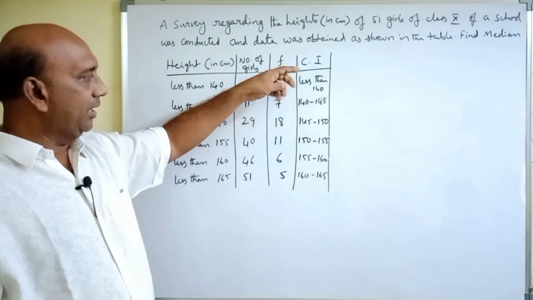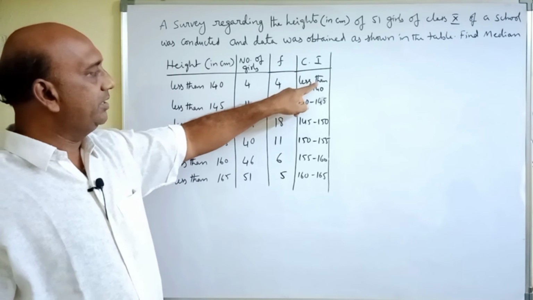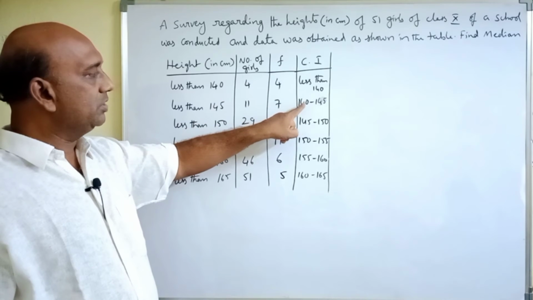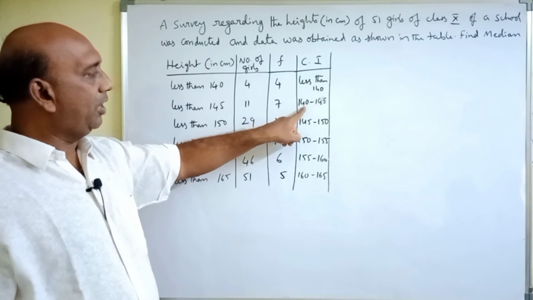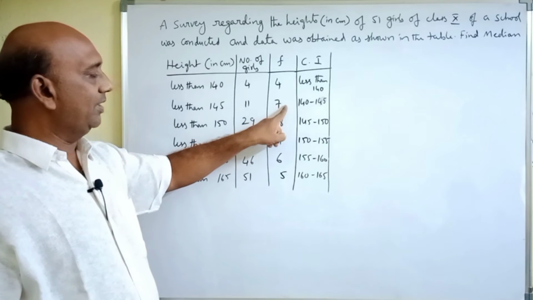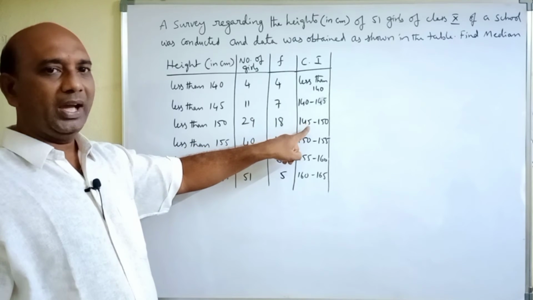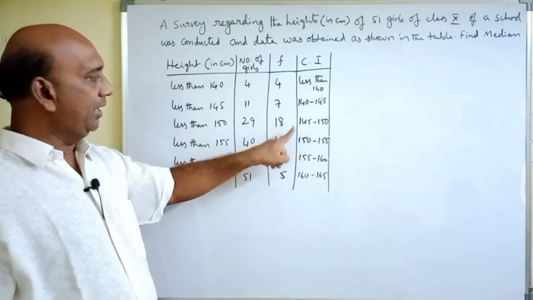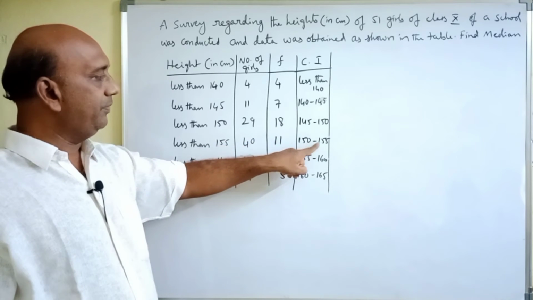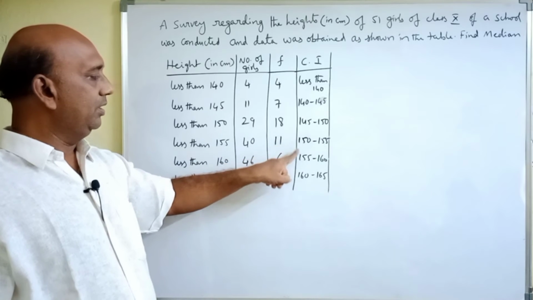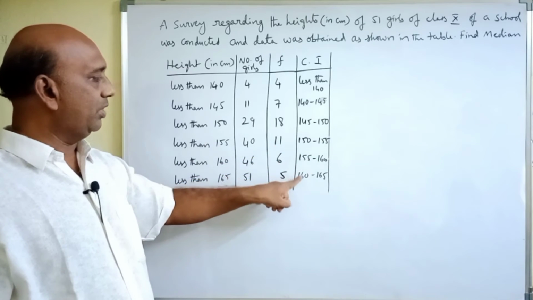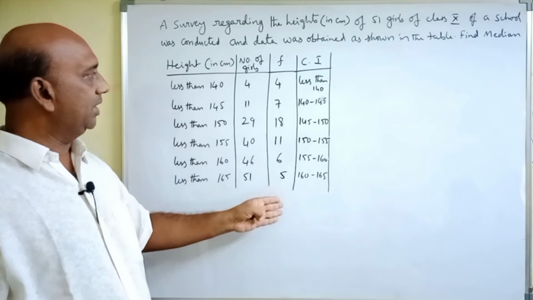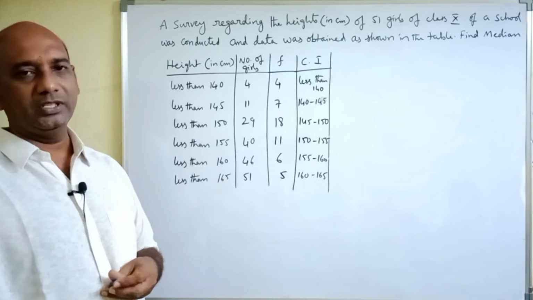That means the number of girls whose height is less than 140 is 4, and the number of girls whose height is from 140 to 145 centimeters is 7. The number of girls whose height is from 145 centimeters to 150 is 18, and the number of girls whose height is from 150 to 155 is 11. So 155 to 160 is 6, and 160 to 165 centimeters is 5. So these are the frequencies and these are the class intervals.